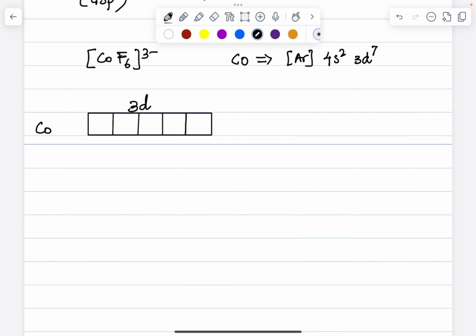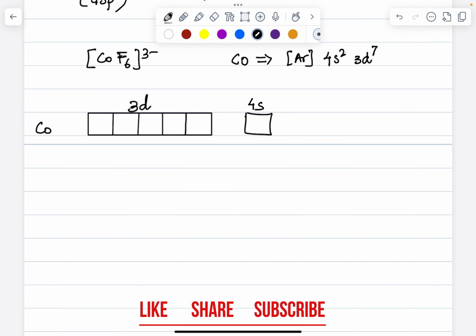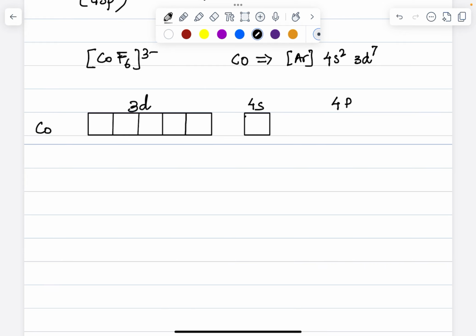This is 3d, 4s, and 4p. Right. So cobalt, I'll write the electrons over here.